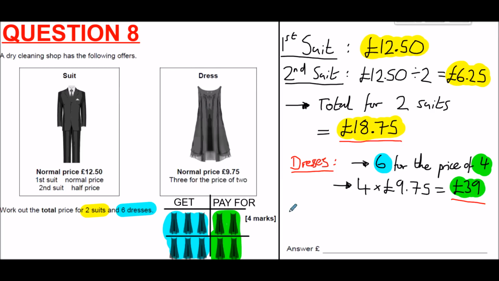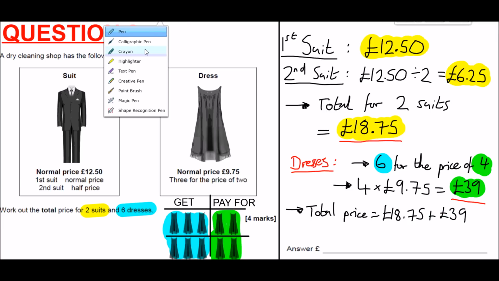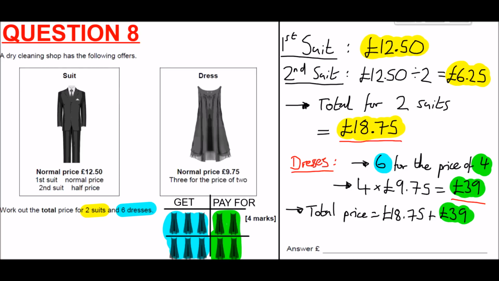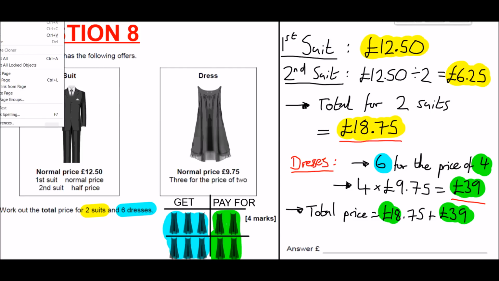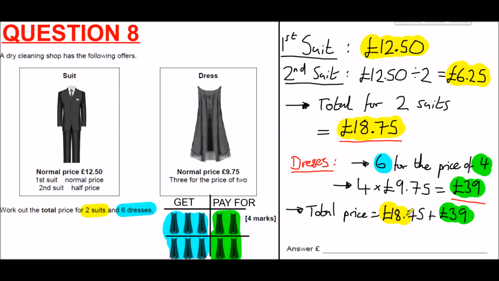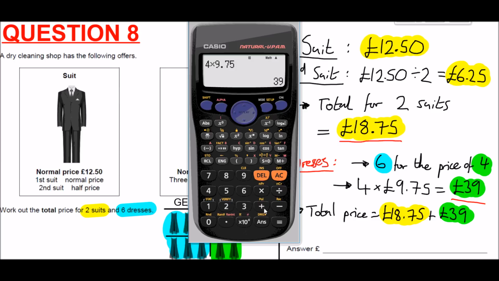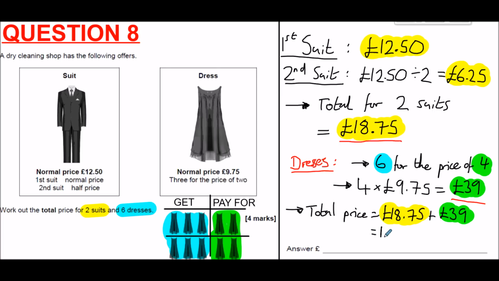So the total price is just simply going to be total price of the suits, which is £18.75, plus the total for the dresses, which is £39. So if we add these two totals together, £18.75 plus 39. So 39, just add on 18.75. Same answer, just different order of writing it. You should get £57.75. So that's what we need to write down on our answer line for our final answer. £57.75.